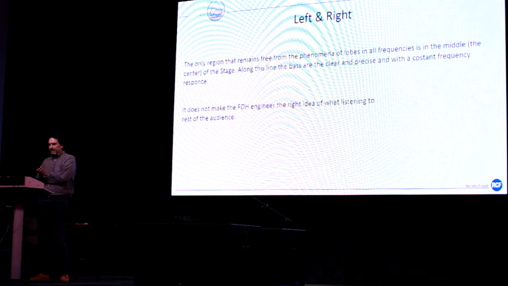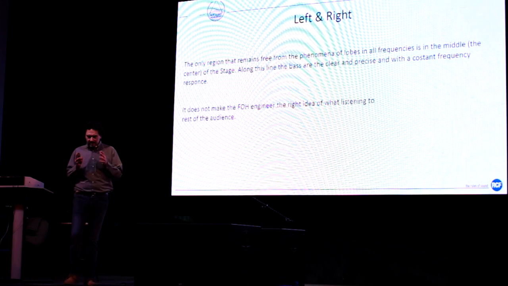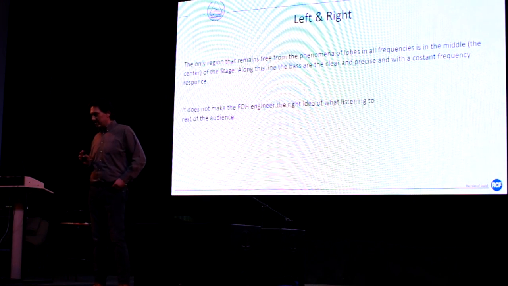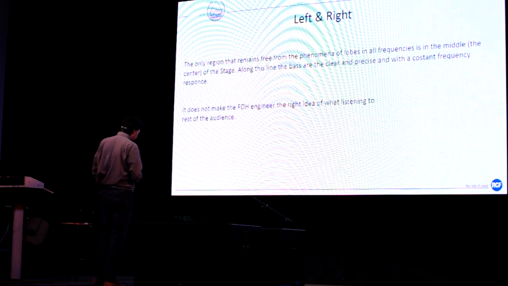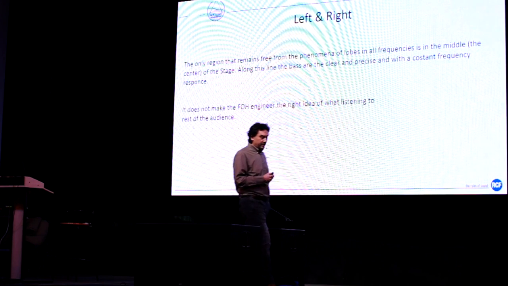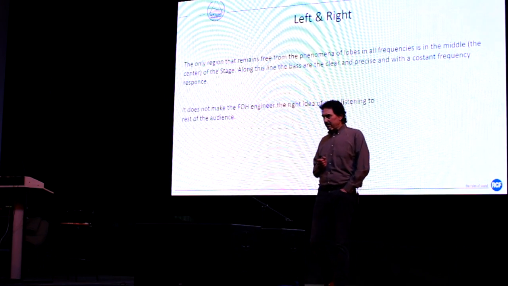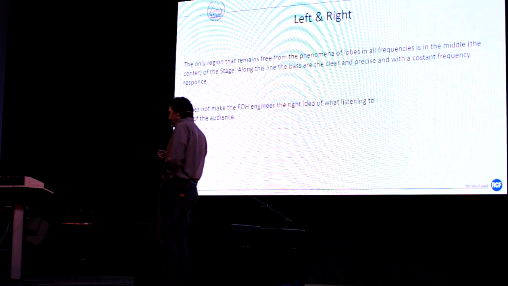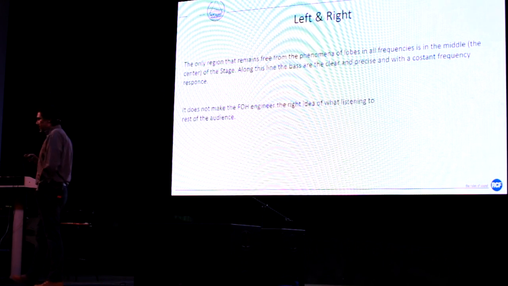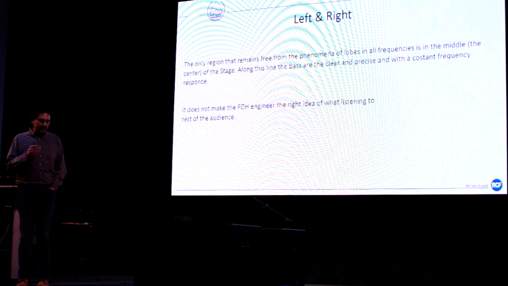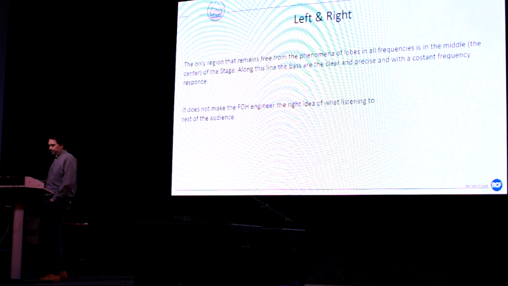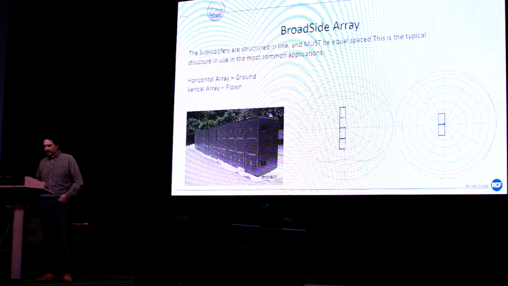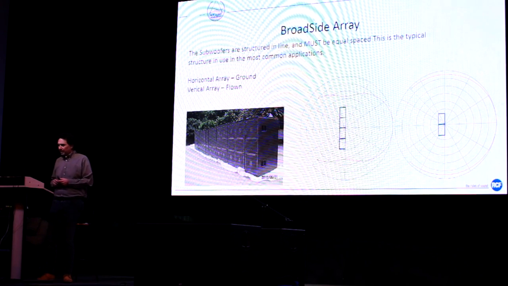The last words on the left right. The problem of the left right that must be known is that the center lobe is always present, always. So the front of house sound engineer must know that. If the subs are in left or right, he will perceive the sound on the bass frequencies in a different mode than the rest of the audience.